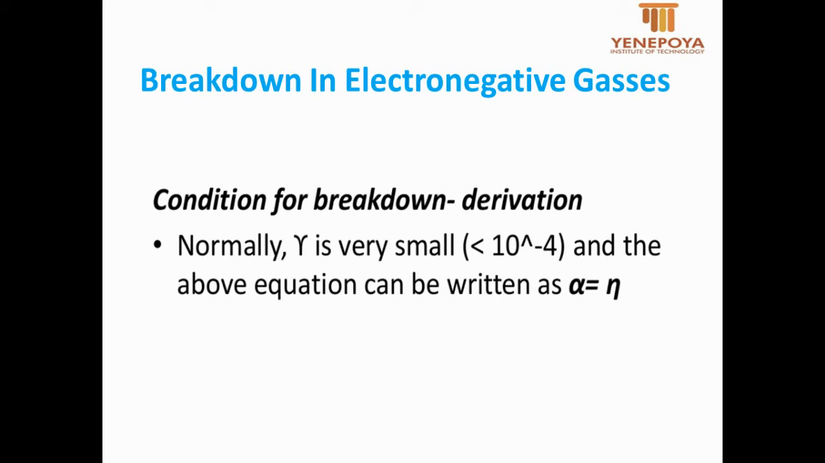So, conditions for breakdown derivation. Normally gamma is very small, less than 10 raised to minus 4, and the above equation can be written as alpha equals eta.